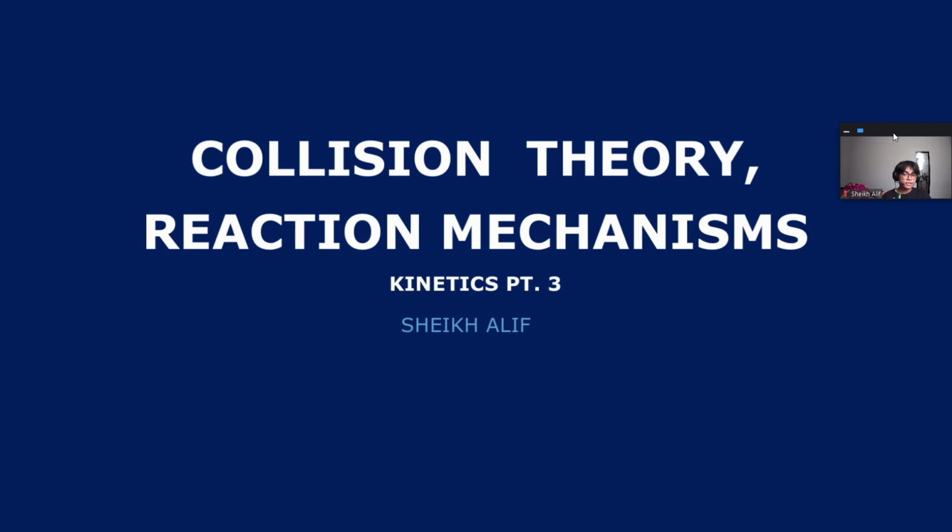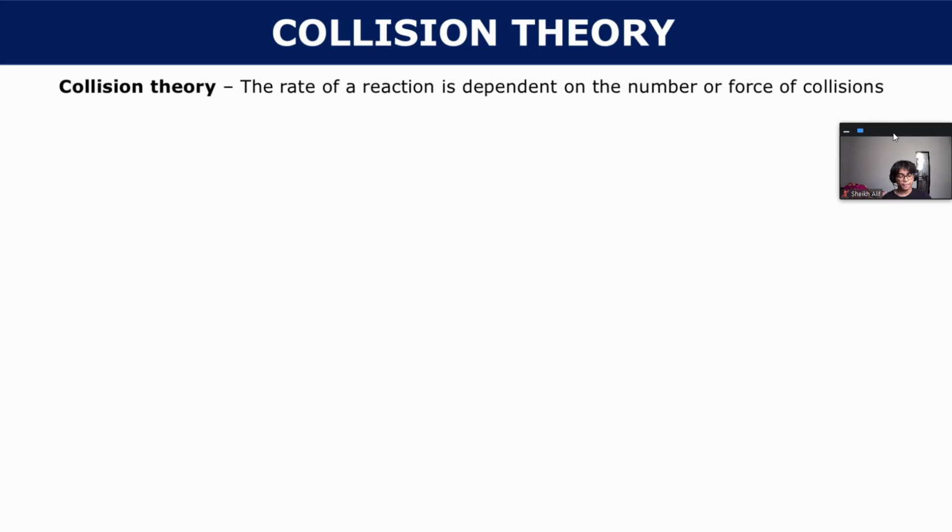Today we're going to go over collision theory and reaction mechanisms. So what is collision theory? Well, collision theory tells us that the rate of a reaction is going to be dependent on the number or the force of collisions. And it has three little postulates, and to kind of make an analogy between it, I want to use this pen, or this highlighter really.